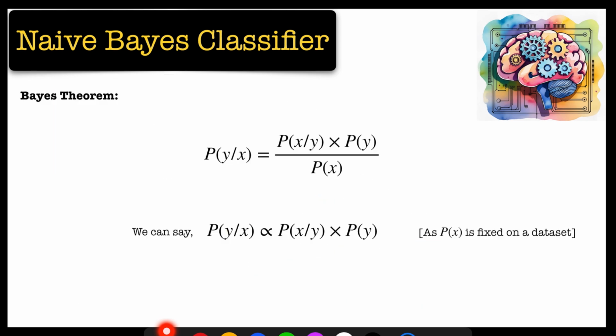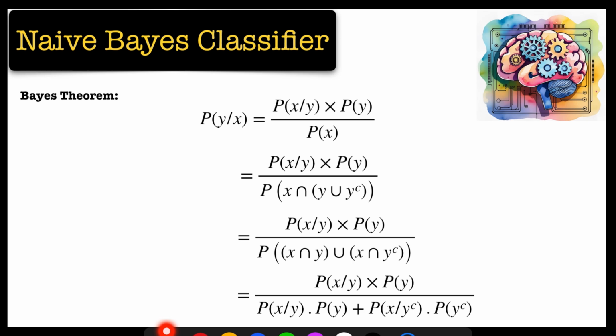Now, a few quick things here. You see this probability of x. This is fixed for a training data set, right? We'll see how. But you see that means probability of y given x will be proportional to this numerator part: probability of x given y times probability of y.